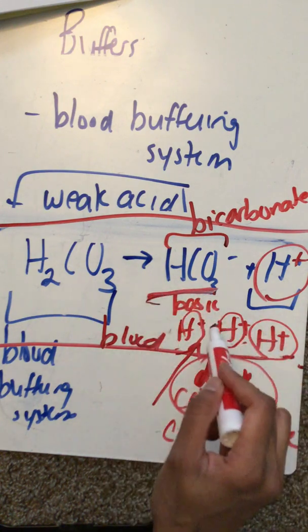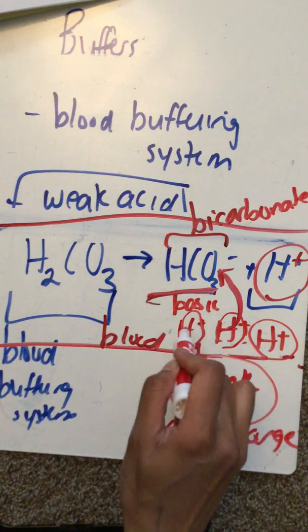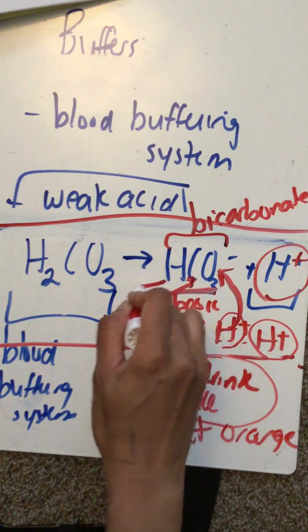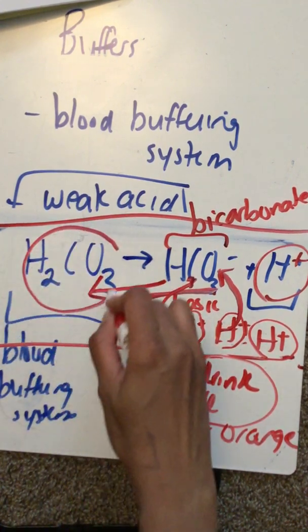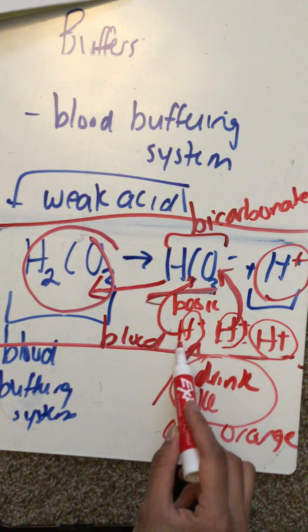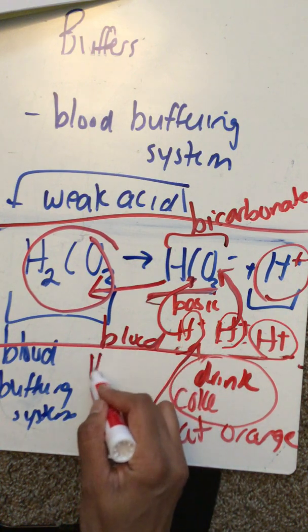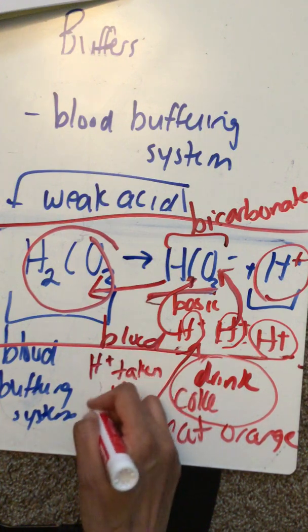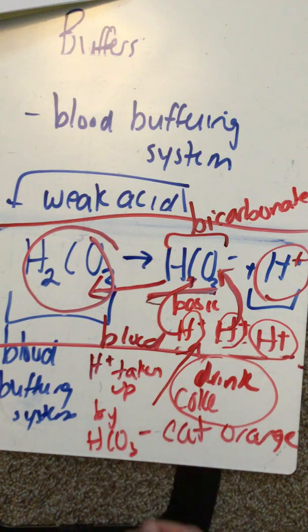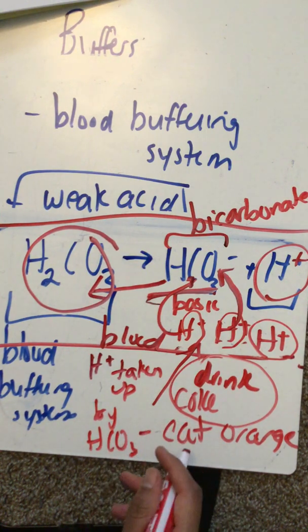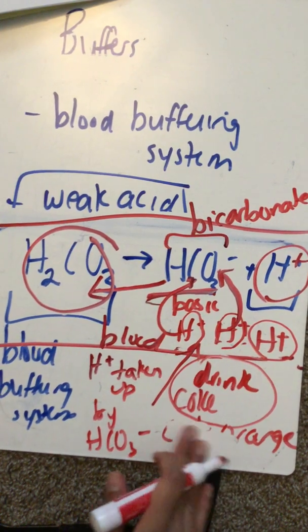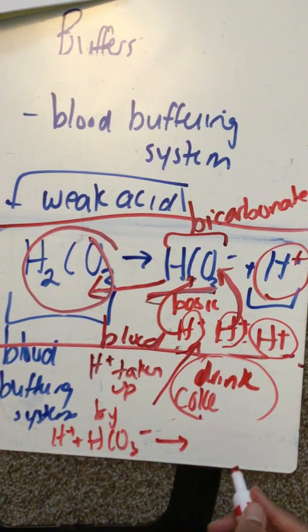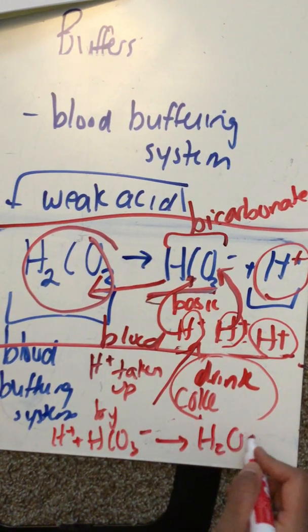This bicarbonate ion will actually start to hang on to the H positive, and it will make the reaction go that way, and you're going to start producing more of these, right? So the H positive is actually taken up by the HCO3 negative, right? And because it's taken up by the HCO3 negative, if you have H positive plus HCO3 negative, you're going to start making more H2CO3.